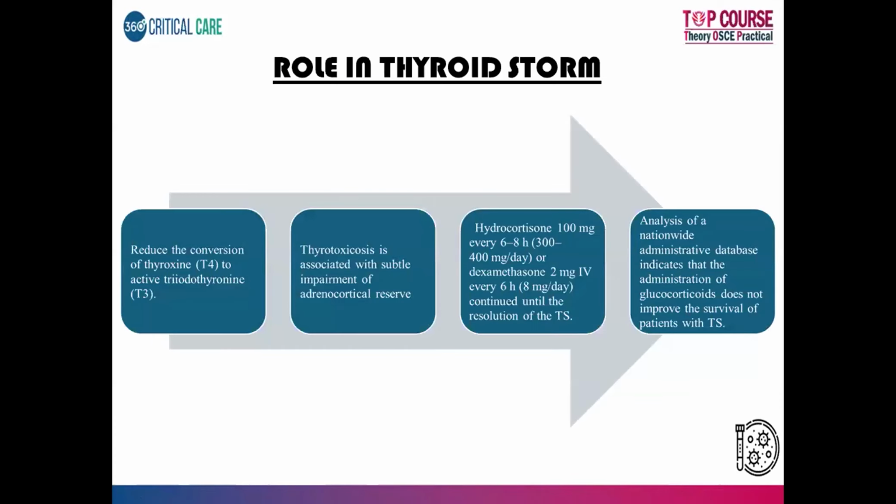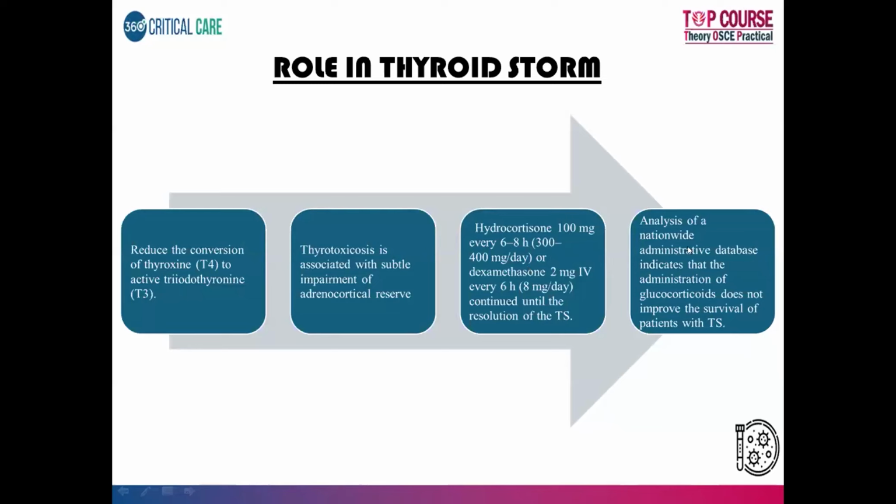Now coming to the role in thyroid storm. So how does steroid help in thyroid storm? They reduce the conversion of T4 to T3. Thyrotoxicosis is associated with subtle impairment of adrenocortical reserve by itself, so there is a role of steroids for this. So what is the dose? We use hydrocortisone 100 mg every 6 to 8 hourly, or you can also use DEXA, but it's not regularly used. The most common was hydrocortisone.